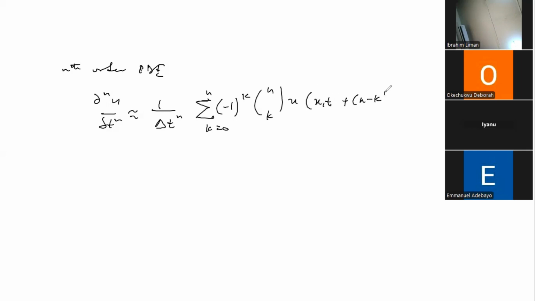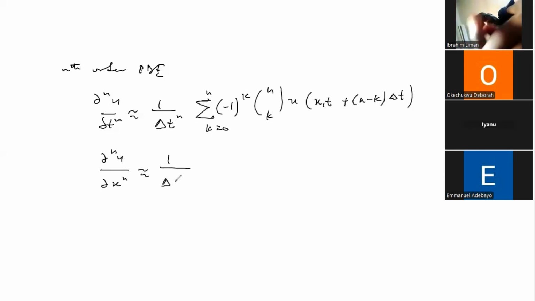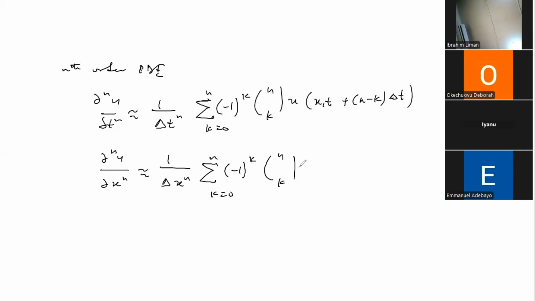Now we have the nth derivative in t will be approximately 1 over Δt^n, sigma k from 0 to n, combination n k, u(x, t plus (n minus k)Δt). And the nth derivative in x will be approximately 1 over Δx^n, sigma k from 0 to n, combination n k, u(x plus (n minus k)Δx, t). Okay.